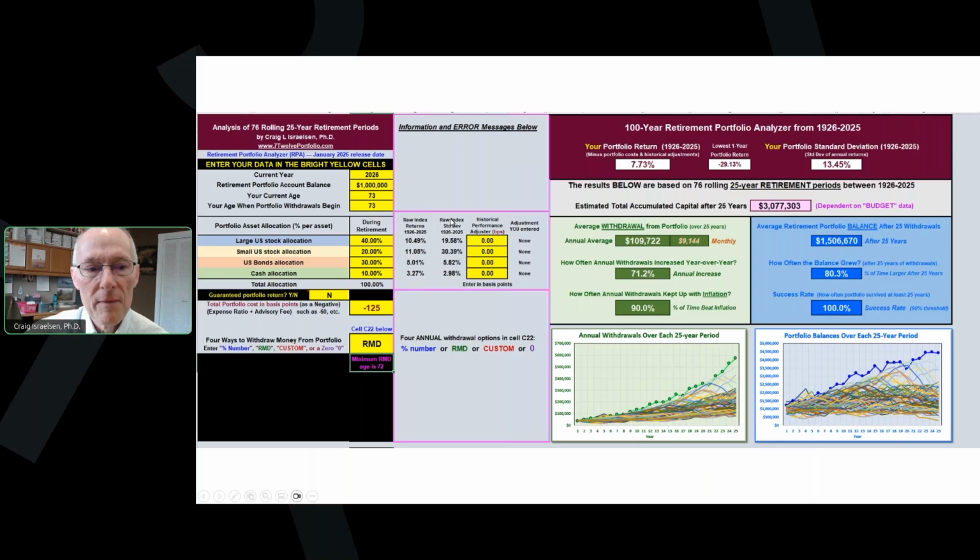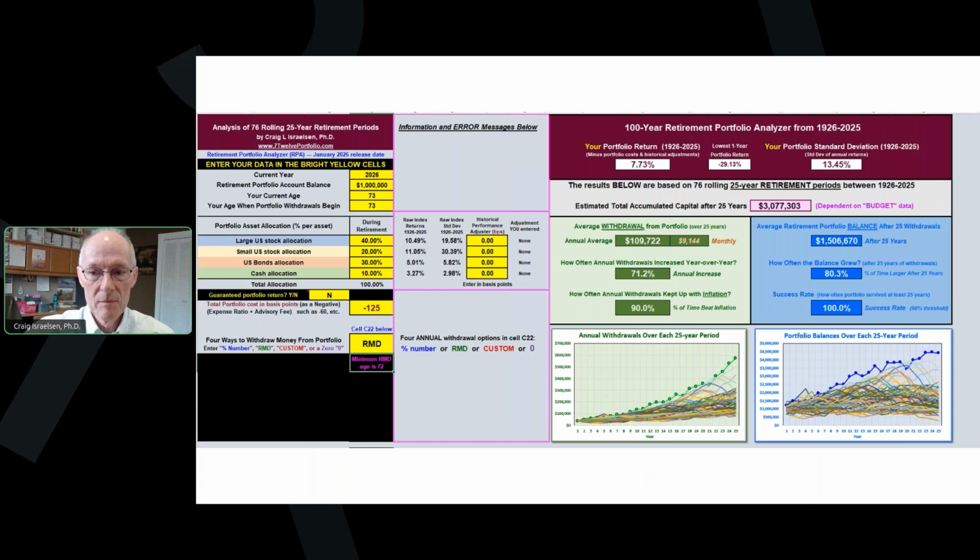So what do we know about this portfolio over the last 100 years if the RMD is determining the withdrawals annually? We know this. Now I'm in the green section. The average withdrawal per year was about $109,000, call it $110,000. Now that's the average withdrawal over 25 years. So it's not 109,722 every year. It would be a smaller withdrawal in year 1, a much larger withdrawal in year 25, because two things are happening. The RMD percentage is escalating and the portfolio balance is growing.